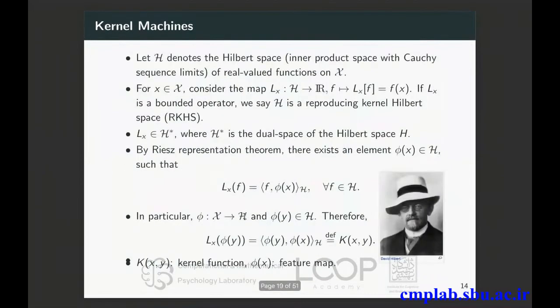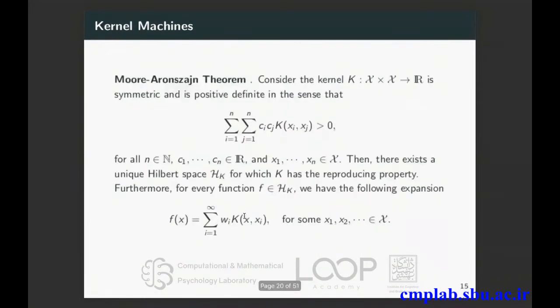Why do we care about these kernel machines? The reason is that there is a very nice theorem that says if the kernel is symmetric and positive definite, then you can represent every function using these kernels. A kernel is positive semi-definite if it satisfies this constraint over a bunch of points from X. And if the kernel satisfies this constraint, then you can take any function and have this representation of the function.